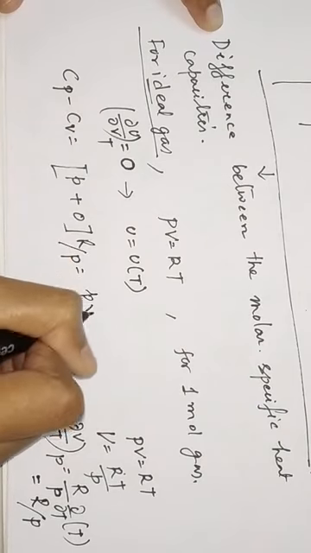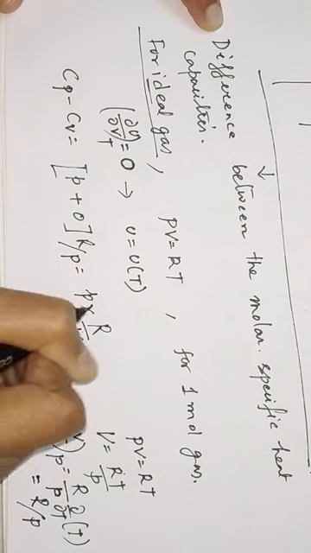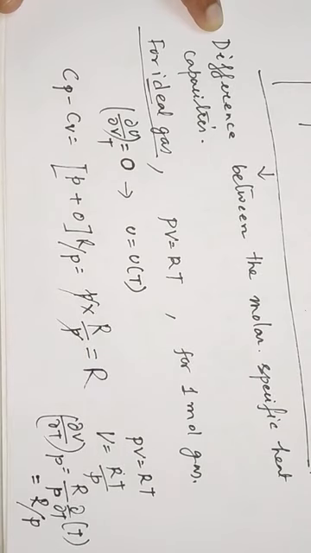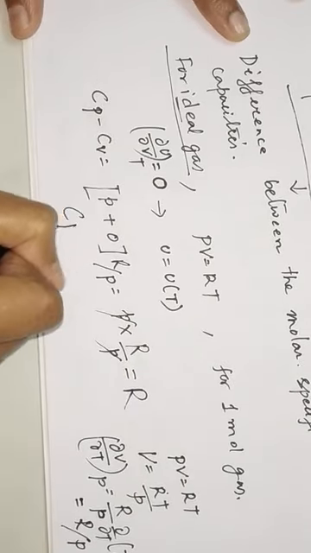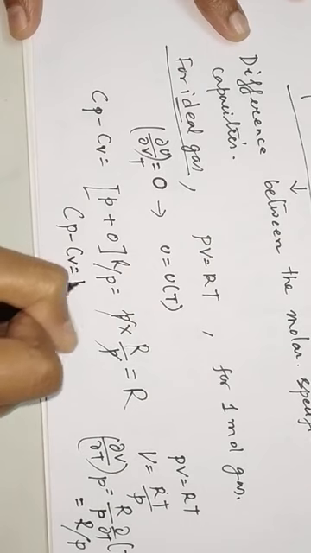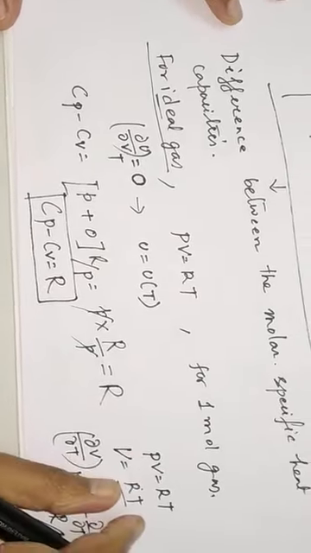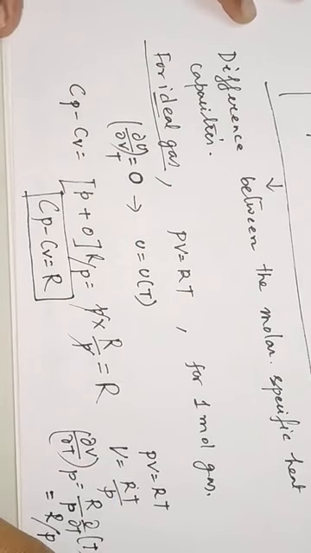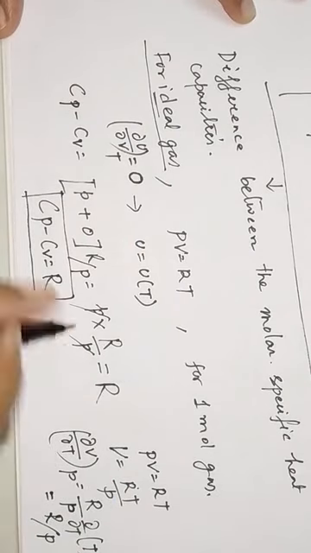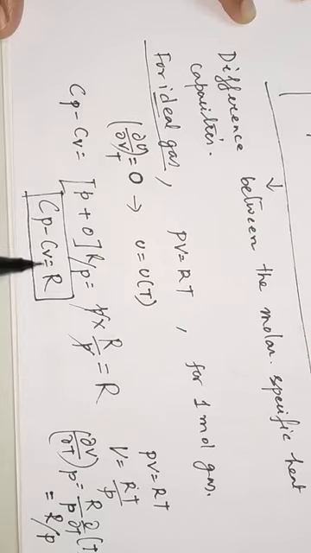So we have P into R/P. The P's cancel out, we have R. So for an ideal gas, Cp minus Cv equals R for 1 mole of gas. And for n moles of gas we have Cp minus Cv equals nR.